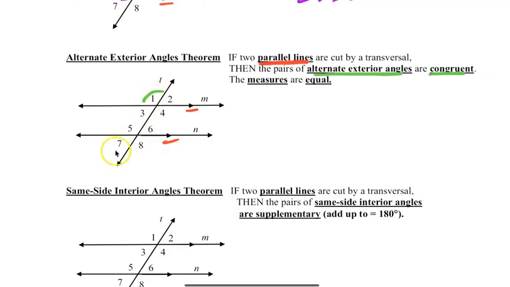They're on the exterior, so on the outside here, and they're ones that alternate. So it's not 1 and 7. It won't be 1 and 2 because they're right next to each other. So it's not 1 and 7 because they'll be on the same side. We want alternate and exterior. So 1 and 8 go together, and they're equal. And then we'll have 2 and 7. Remember, that's a congruent sign. That's what I'm showing there. So they're congruent. That means they're the same size.